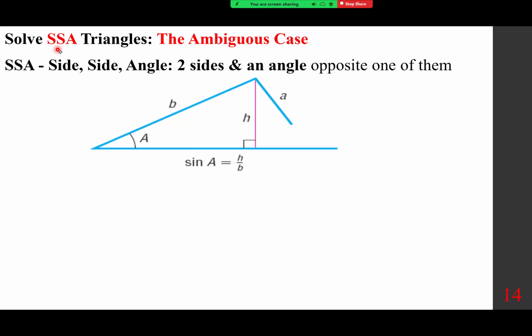Solve side-side-angle, the ambiguous case. SSA: two sides and an angle opposite one of them. So in this case, side A is given, side B is given, and the angle opposite one of them, in this case, opposite A. Sine of A is H over B. So H is the product of these two, B sine A.